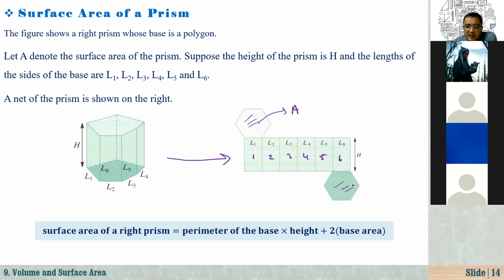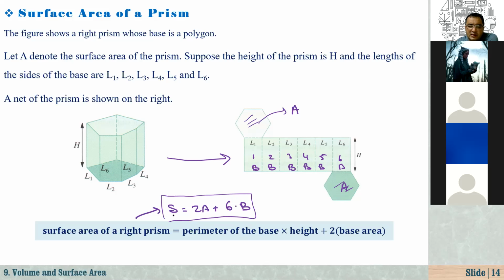Let's say it is A, and also this one is A. All these rectangles are identical. The area, let's say it is B. This one is B, this one is B, this one is B, this one is B, this one is B. Now, what will be the total surface area? The total surface area will be A plus A, that is 2A, that is top and bottom, right? And here, how many sides? 6. So that's equal to 6 times B. So that is how we find the total surface area of a prism. Example.